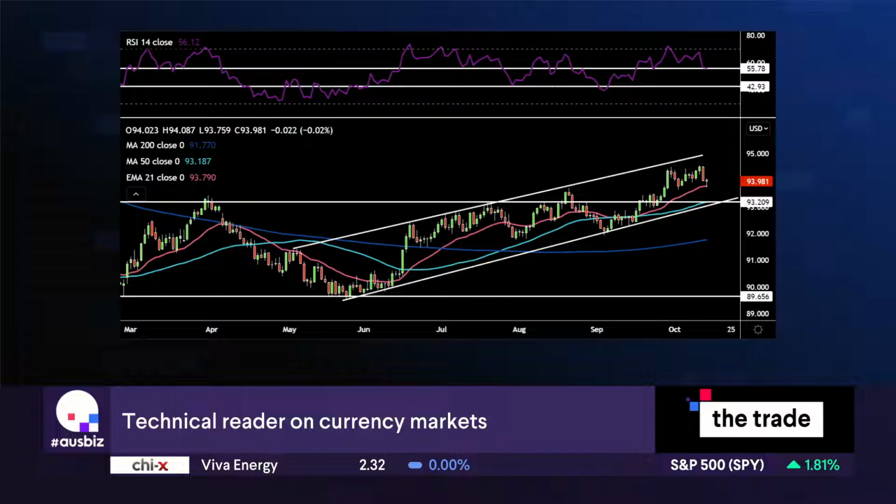Targets-wise, on the upside, 94.5, the previous high, would be my initial target. Beyond there, 95 would come into play. And then on the downside, zones I'd be paying particular attention to would be the 21-day EMA and the 93.2 former resistance around the 50-day simple moving average, which is the light blue line in that chart.